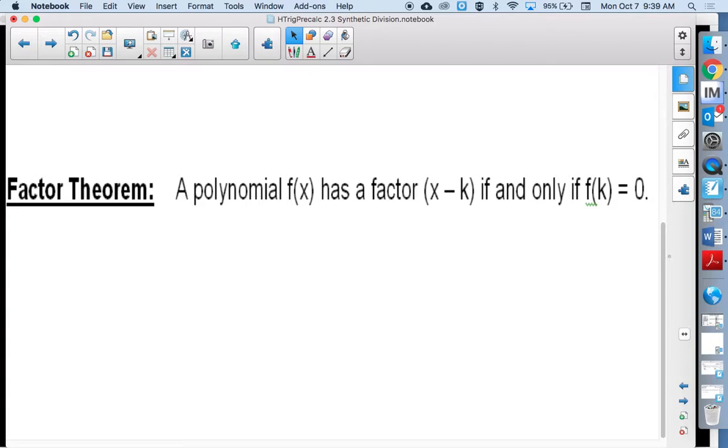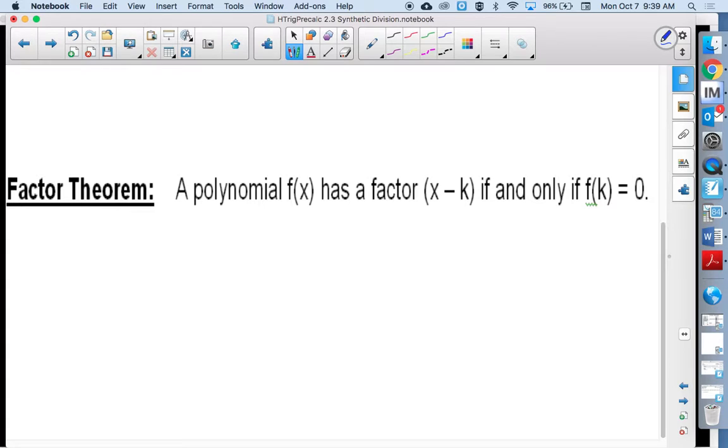I just want to remind you about another theorem that we've been talking about. The remainder theorem says whatever your remainder is equals whatever you divided with. So I divided by x - 3, my remainder is equal to that. I divided by x - 2, my remainder is equal to that.